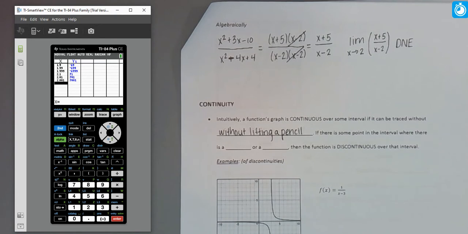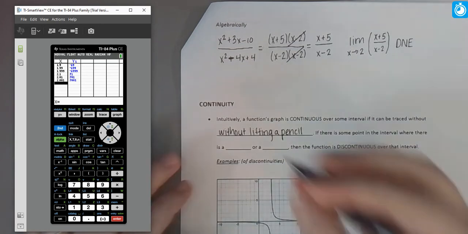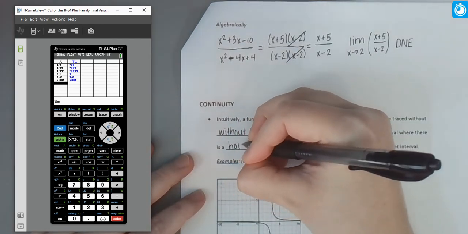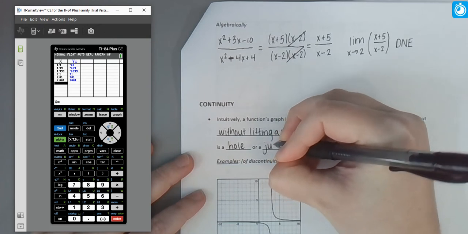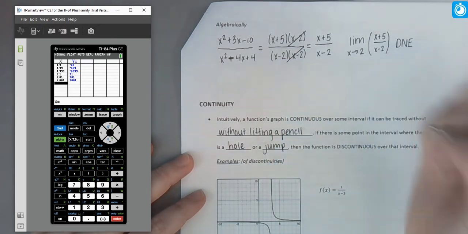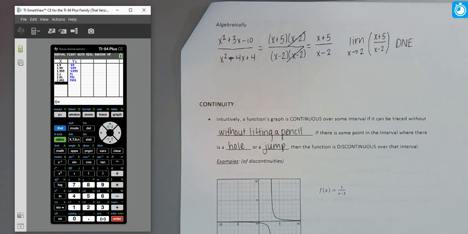If there is some point in the interval where there is a hole, or maybe a jump, if you want to call it that, then the function is discontinuous over that interval. Specifically, it's discontinuous at that point, but because we're looking at a point within an interval, it is going to be discontinuous over that interval because there is a discontinuity. So the individual location where suddenly there's a hole or a jump is what we call a discontinuity in the graph and hence in the function.